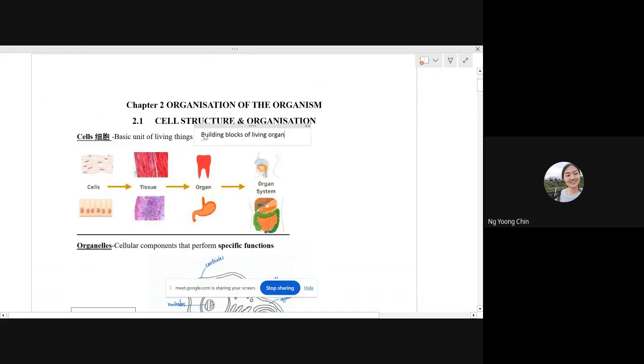Living organism. It's a building block for the living organism. Just like when you want to build a big house, right? Then the big house is built up based on the blocks also. So from the cell, a group of cells, when you group all the cells together, they will form the tissue.